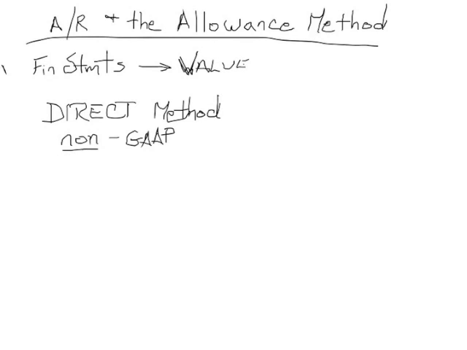They wait until they know they can't collect on an account receivable. They might have an idea up front, but they don't know for sure until they actually try to collect it, try to collect it again, and the person just isn't paying. In that case, they write it off directly to expense.